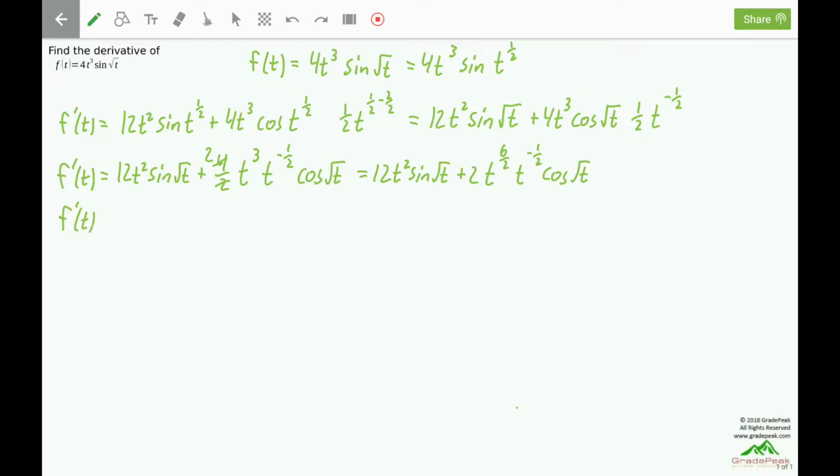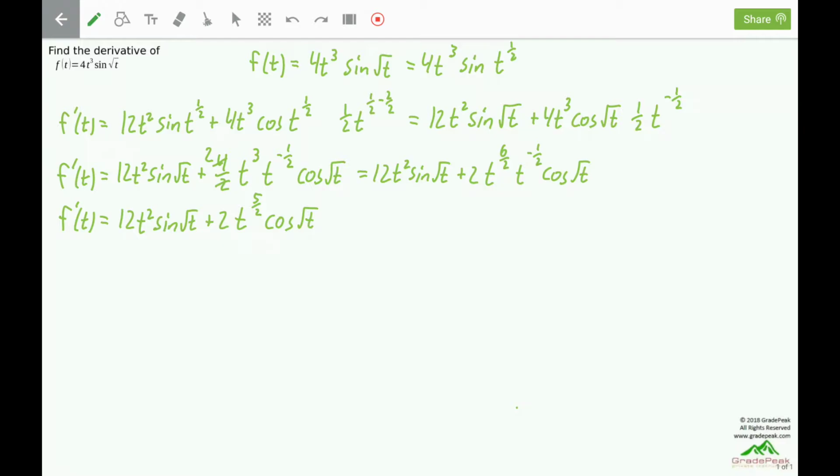So f prime of t equals 12t squared sine square root of t plus 2t, 6/2 minus 1/2, 6 minus 1, 5/2, so t to the 5/2, and then cosine square root of t. So there's the derivative f prime of t.